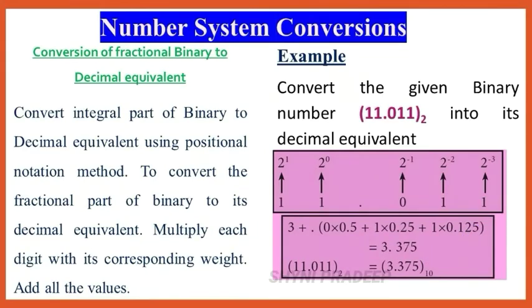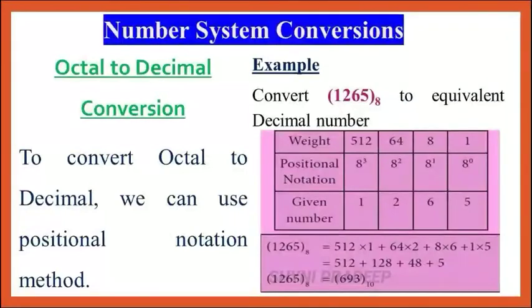Okay. Next, octal to decimal conversion. So for this you have to write the positional notation, which means powers of 8 from right to left, and write its equivalent weight also, and multiply each digit with its equivalent weight. And next add all the values. See this example. Convert 1265 base 8 to an equivalent decimal number.